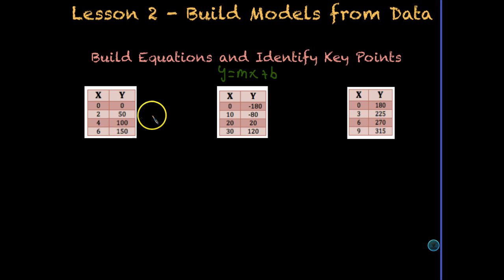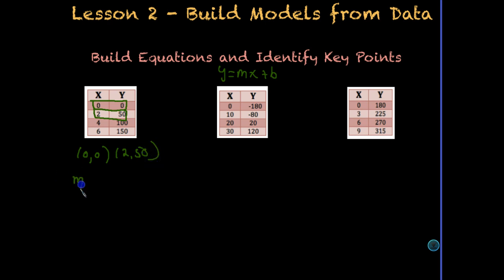Okay, let's build the first equation. So let's find our slope. We need to pick any 2 points. So I'm going to pick this first point, 0, 0, and then I'll pick the second point. That'll be easiest. Those are the smallest numbers. So between these 2 points, I'm going to find my slope. I have 0, 0, and 2, 50.